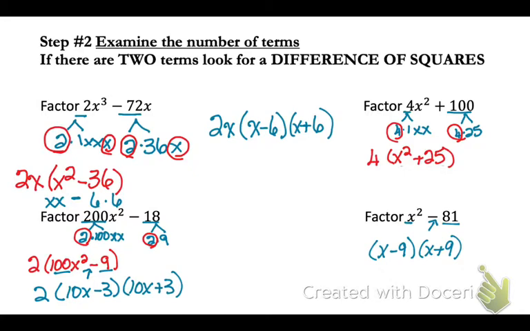So the first thing you do is factor out your greatest common factor. And then if you have a binomial left, you're looking for difference of squares. Sometimes you'll find it, sometimes you won't.